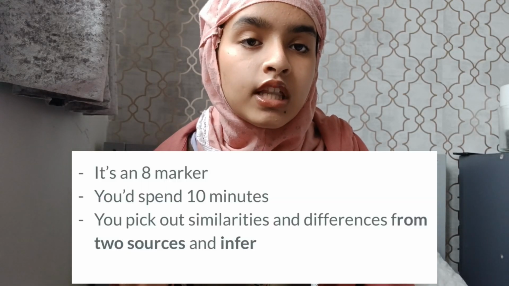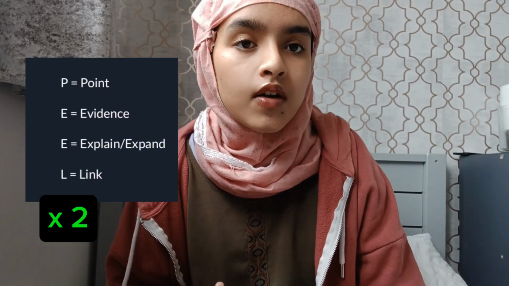So let's talk about paper 2 now. So we have paper 2, question 2. And this question is about picking up similarities and differences between two different sources and inferring what the similarities and differences could mean. So what isn't stated directly in the text, basically. That question is 2 PEEL paragraphs. So point, evidence, explain, link times 2, and it's 8 marks, so you'd spend 10 minutes on it. And again, like I said before, don't just have one inference and leave it at that. You'd want to have multiple and build on them and layer them to get more marks.